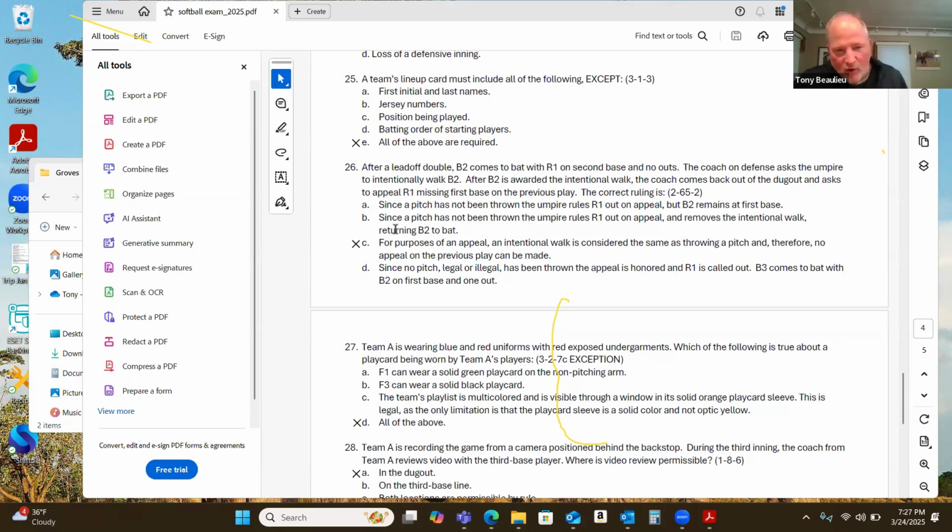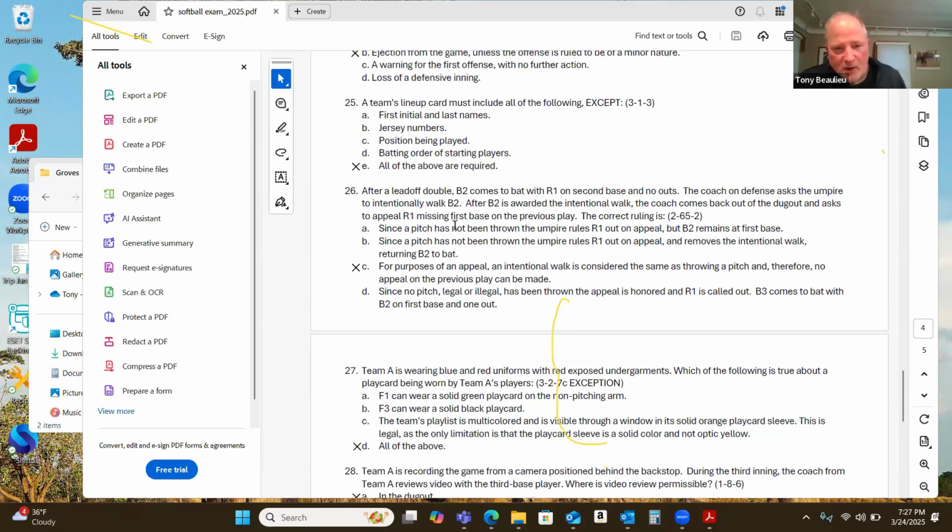And yeah, I wish this was a poll question. But the answer is C. For the purposes of an appeal, an intentional walk is considered the same thing as throwing a pitch, and therefore no appeal on the previous play can be made.